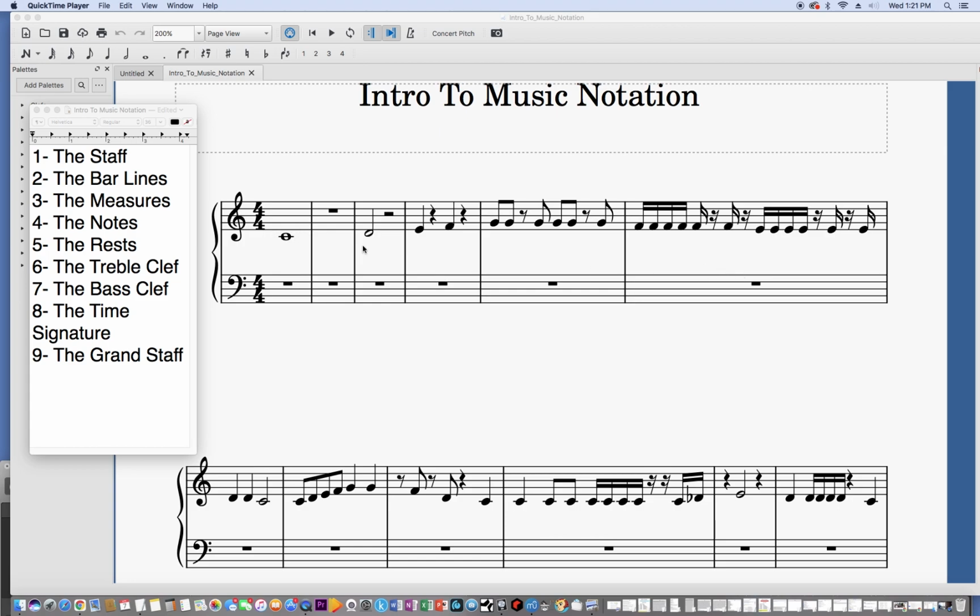Okay, so this is just a quick review, and the last item you're looking at here is the grand staff. The grand staff is, I guess you might say, the complete view of, let's say, the piano. Okay, on the left side you have the bass notes, on the right side you have the notes on the treble clef.